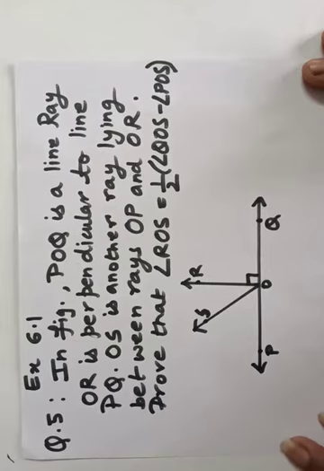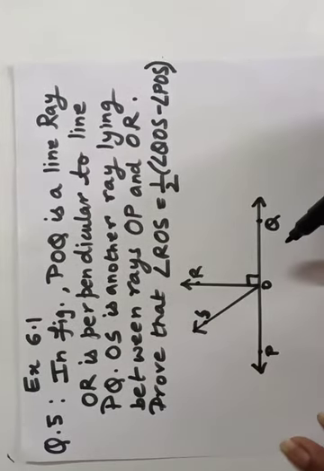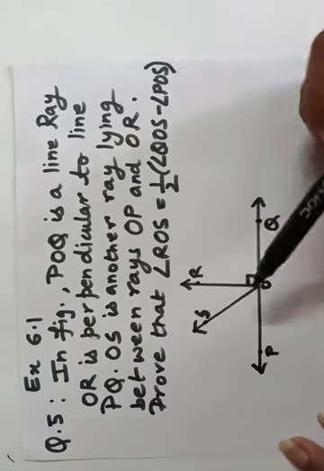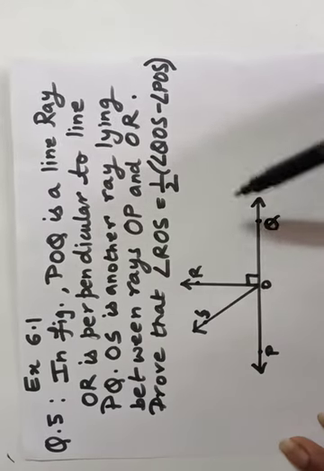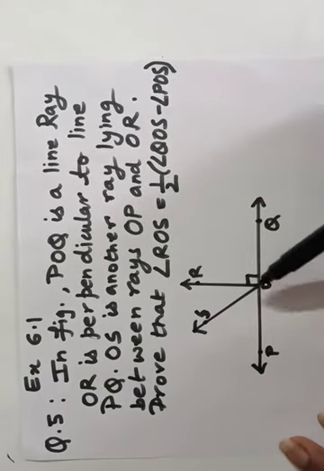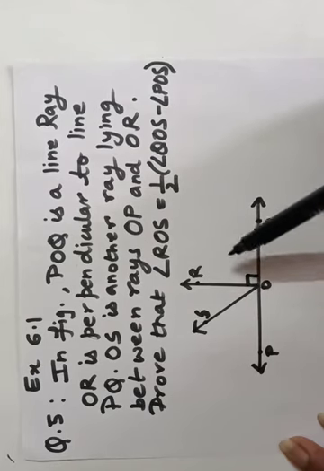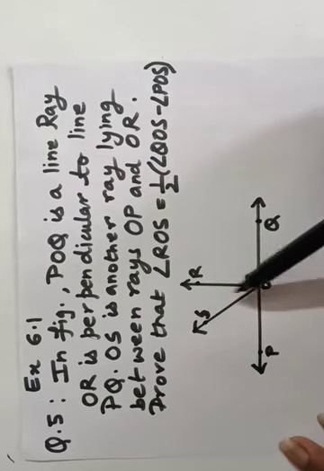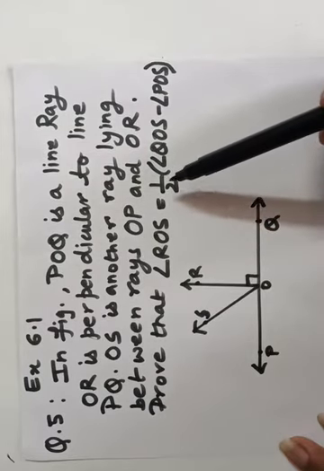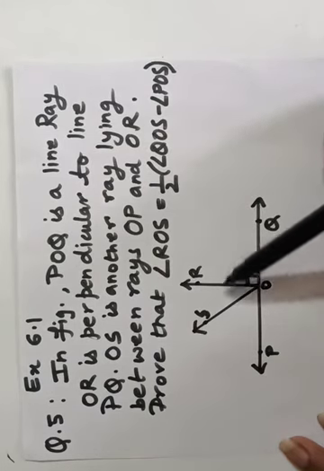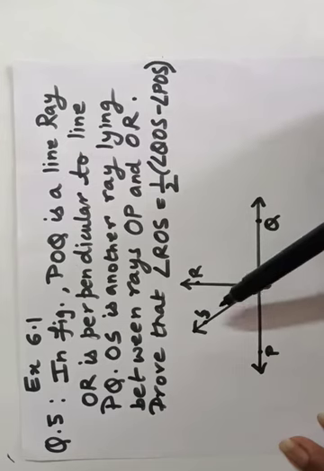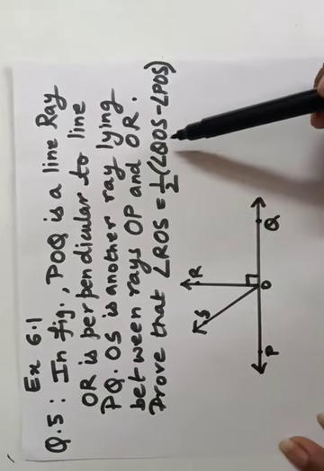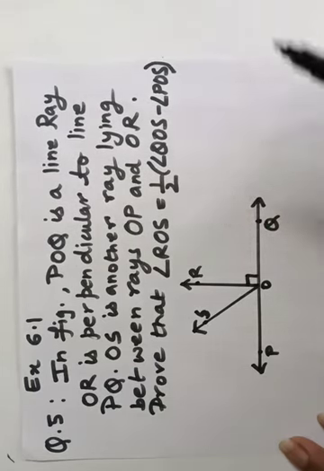In the figure, POQ is a line, ray OR is perpendicular to the line PQ. OS is another ray lying between the rays OP and OR. Prove that angle ROS is equal to half of (angle QOS minus angle POS). So we need to prove this angle ROS is equal to half of (angle QOS minus angle POS). So let's start.